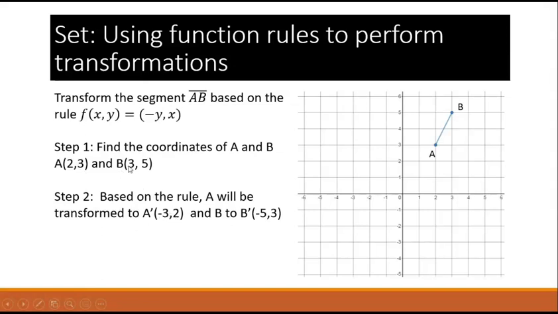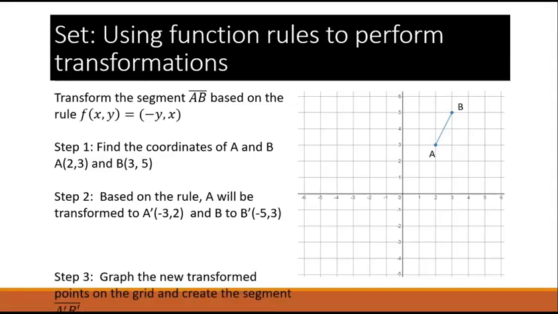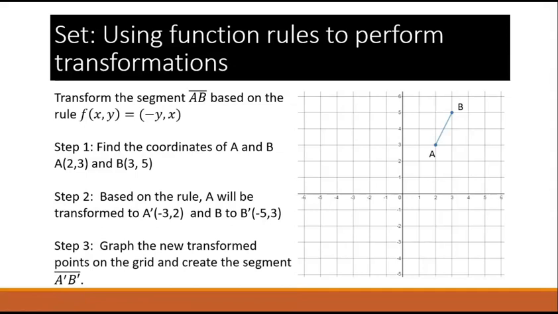For point B, we want to switch the coordinates, so it would be (5, 3), and then we need to make sure that we change the original y coordinate so that it's opposite, so B prime is at (negative 5, 3). Last step is to graph the new transformed points and then create the segment A prime B prime.